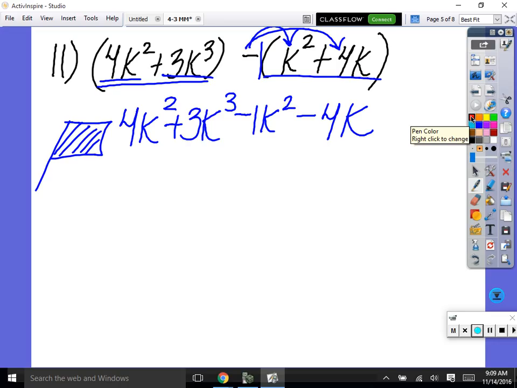So like terms, what's x? Let's do an easier one. What's x plus x? How many x's do we have? How many apples? 2 x's, 2 apples. An apple plus an apple is 2 apples.